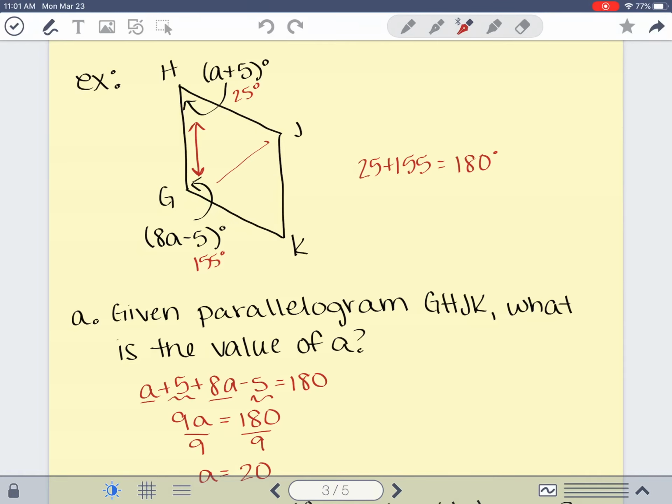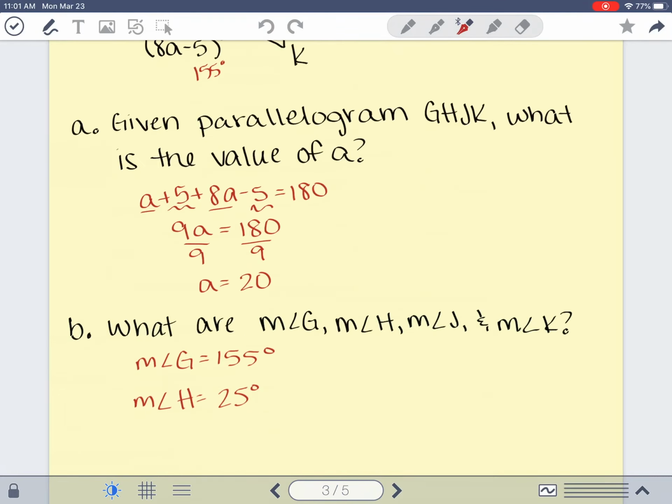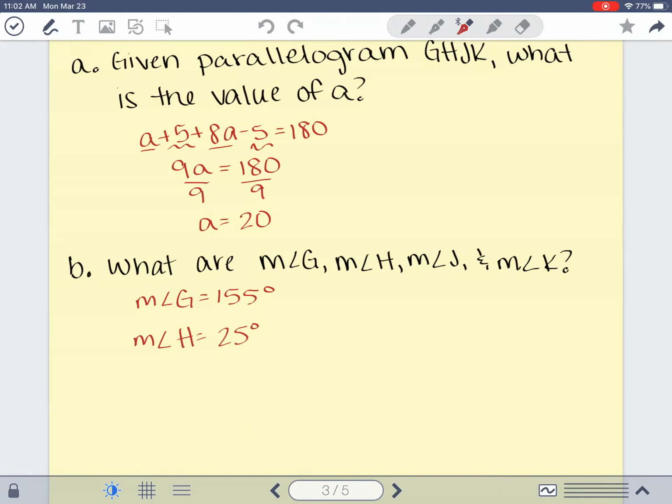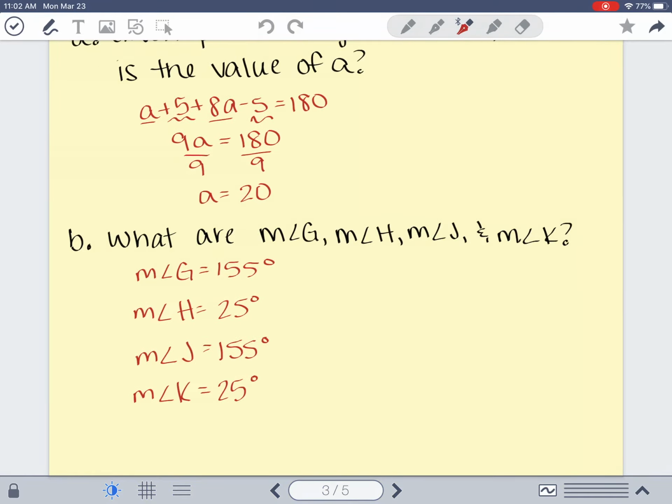So if I go up here and I look, opposite of G is angle J. So the measure of angle J is also going to be 155 degrees because it's congruent to that angle G. And then the measure of angle K, since K is opposite of H, they will be congruent. So that is 25 degrees.